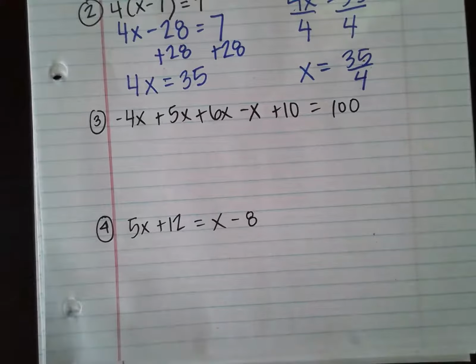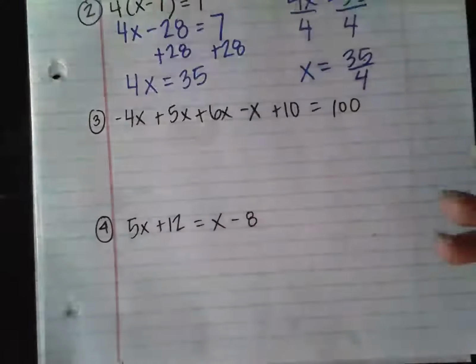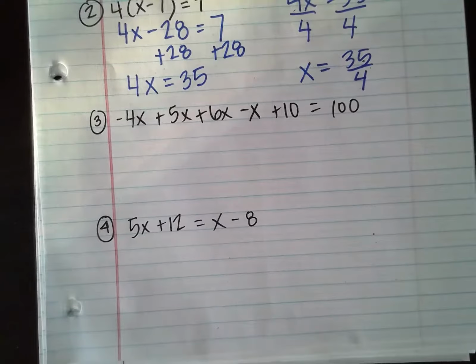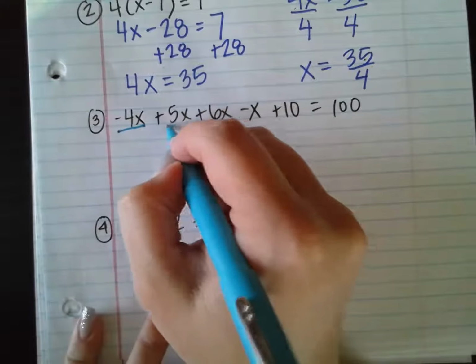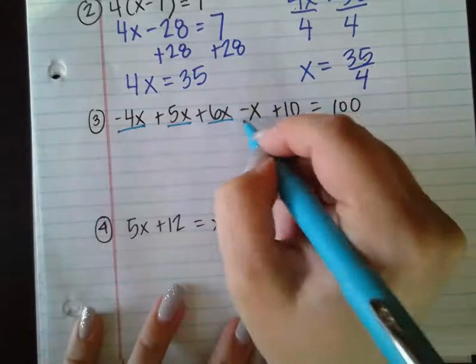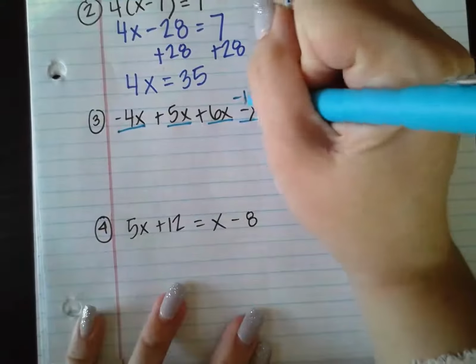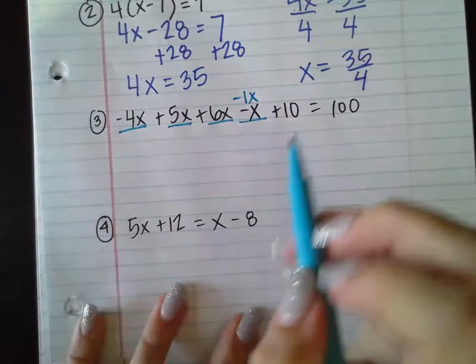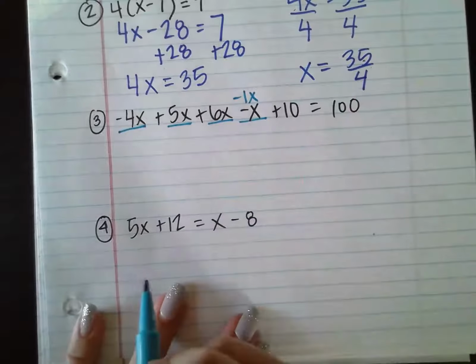So let's look at number 3. The first step when we solve any equation is we want to combine our like terms. And in this particular problem, we have many like terms. So I see, for instance, this term has an x with it. This term has an x with it. This term has an x with it. This term has an x with it. You can think about this minus x as the same thing as minus 1x. We just have one constant and we have one solution.